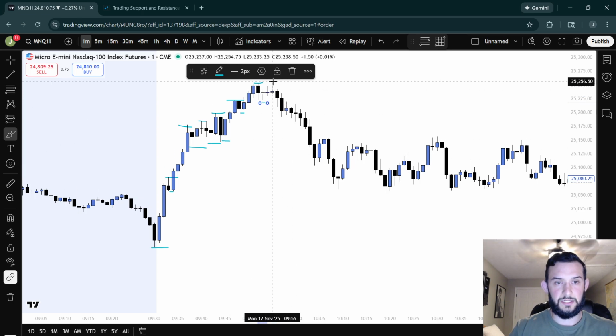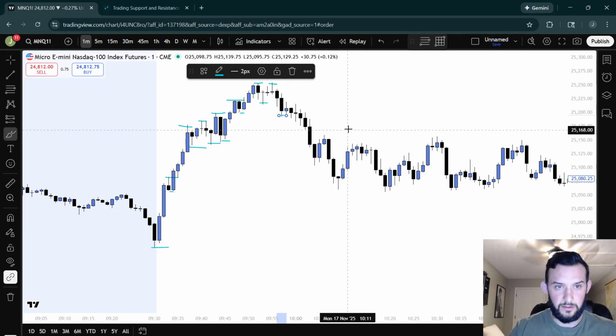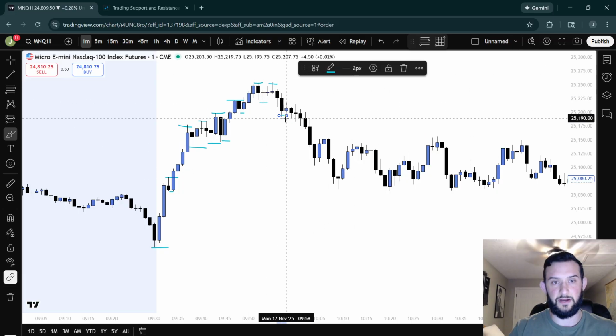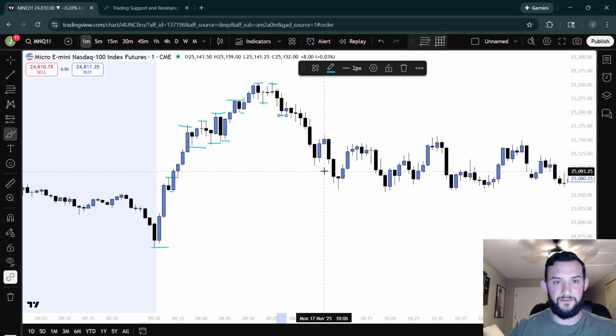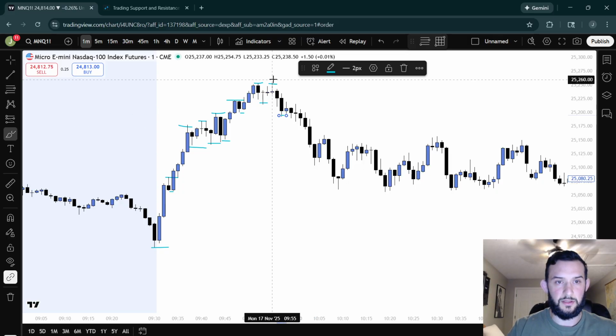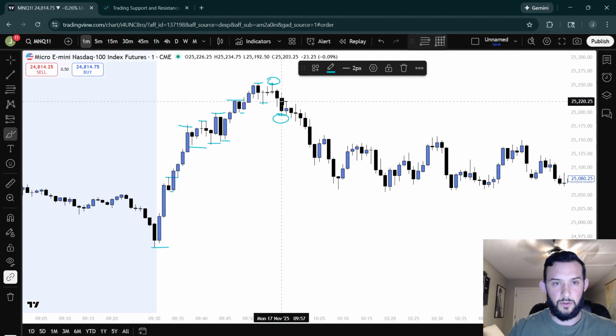Boom. And then as soon as we fail to make a higher high and we have a lower low right here, we're now out of that uptrend, right? The market decides, okay, we're going to start consolidating. But if anything, right here, it starts pulling back and we have a downtrend. So we have our new high right here and our new low right here.